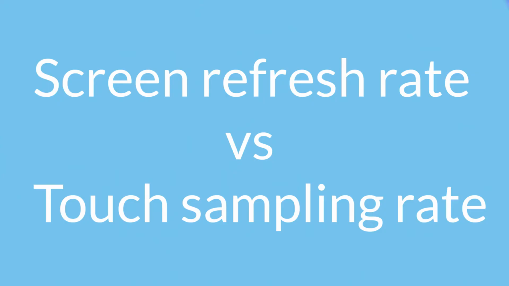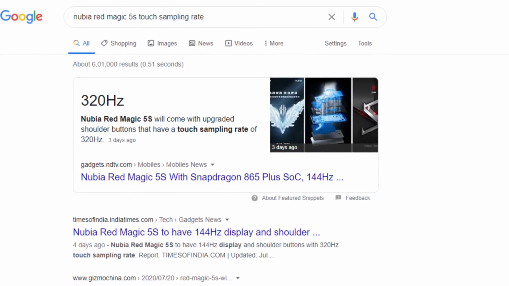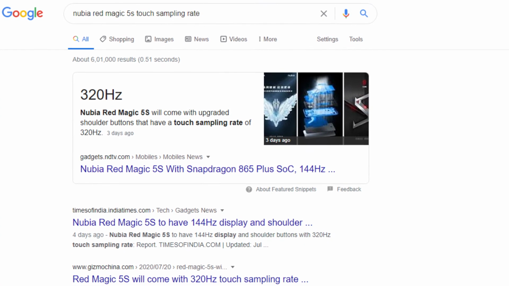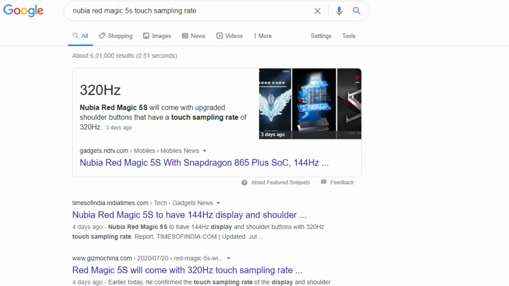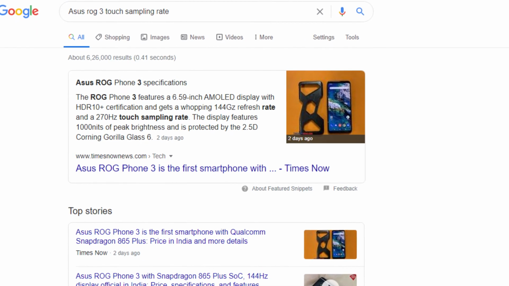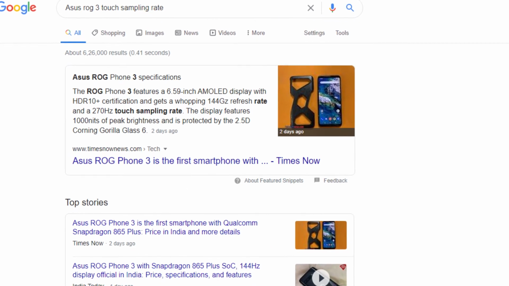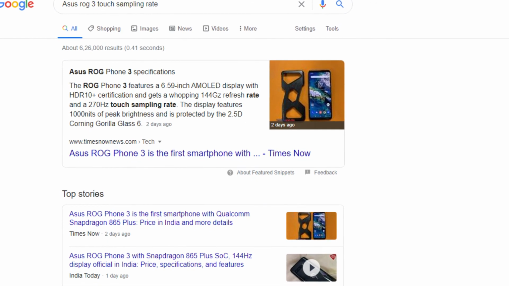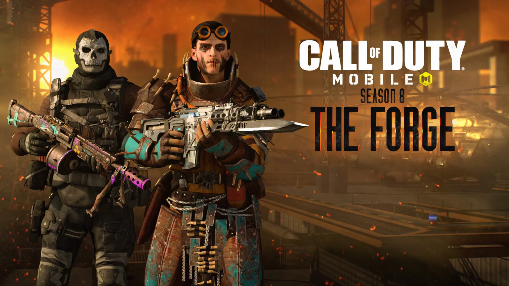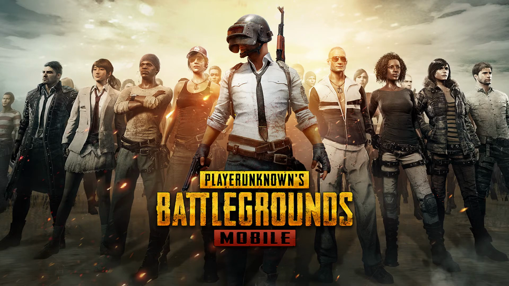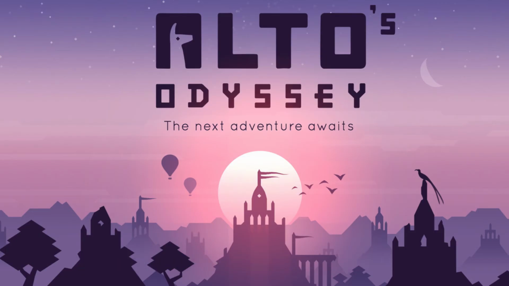Now let's see where it actually matters. Higher refresh rate screens help when you scroll through your feed, while a higher touch sampling rate is useful while gaming. There are just a handful of games which support higher refresh rate displays. The famous first-person shooter games like Call of Duty and PUBG Mobile don't support higher refresh rate displays. I will list the games which support higher refresh rate displays in the description below.